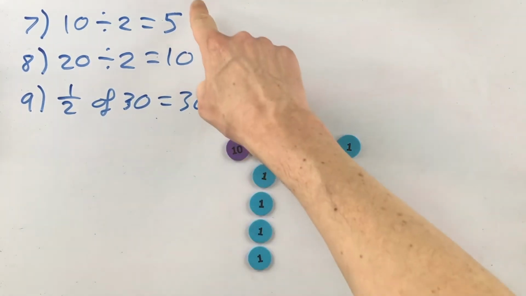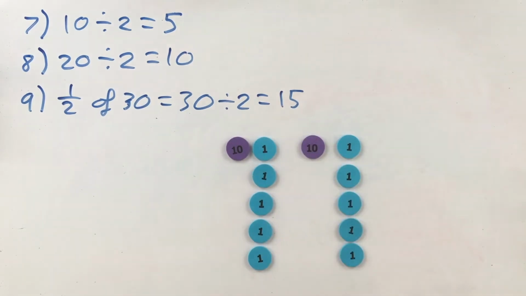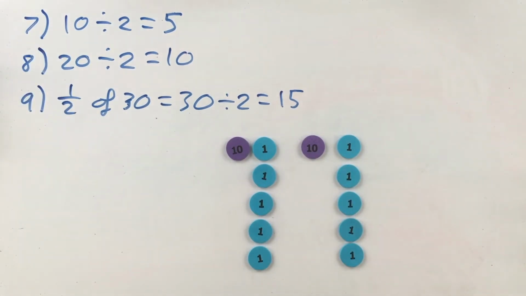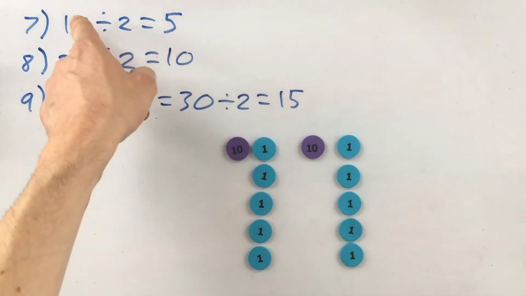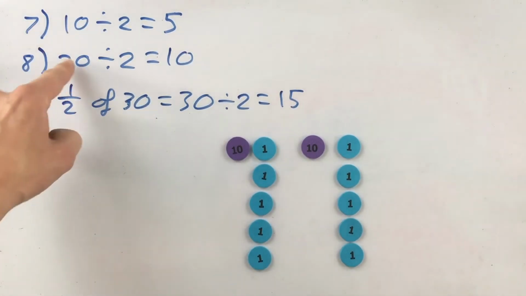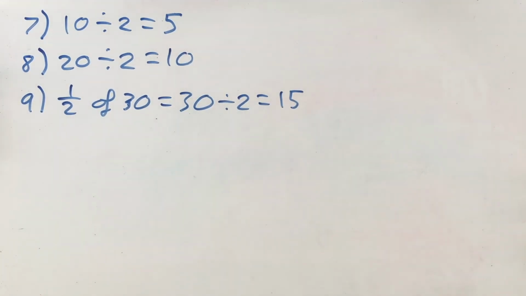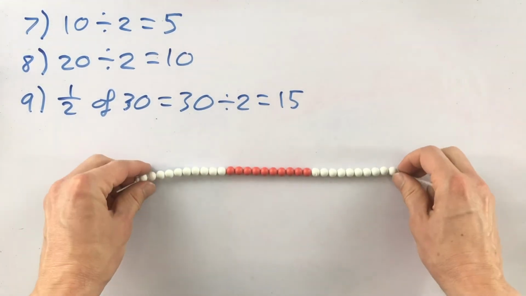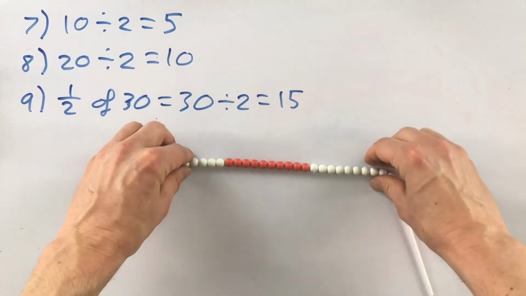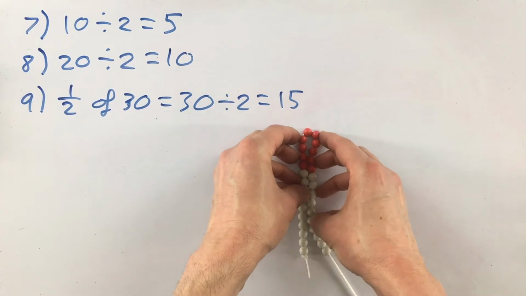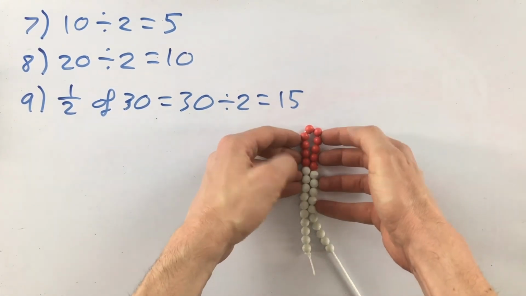Notice also how we could use the first 2 questions to solve this one. 20 and 10 is 30. Half of 20 is 10, half of 10 is 5, so half of 30 is 15. You could also use a bead string to help you solve this. You've got 30 beads and you fold them in half, and you can see that there are 15 on each side.